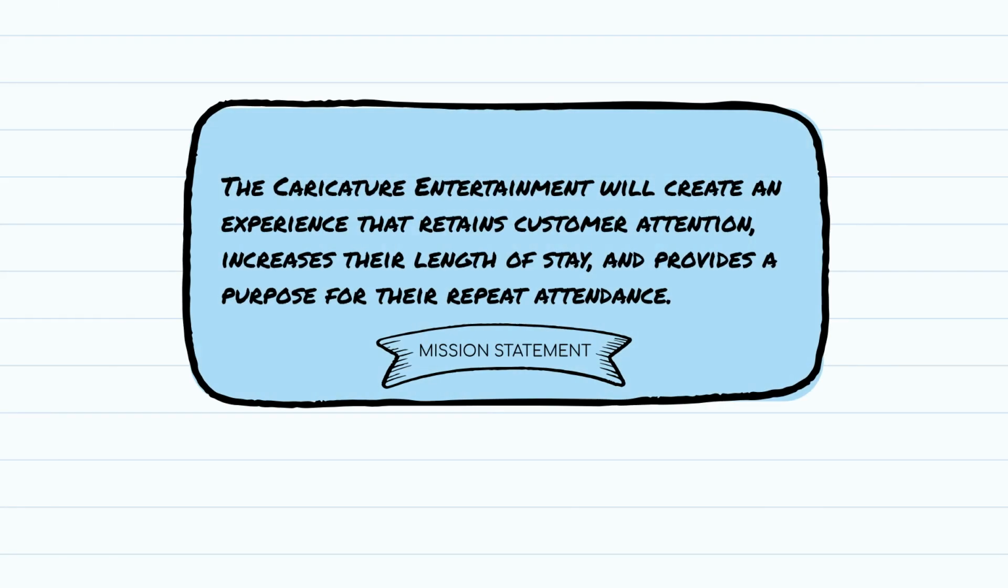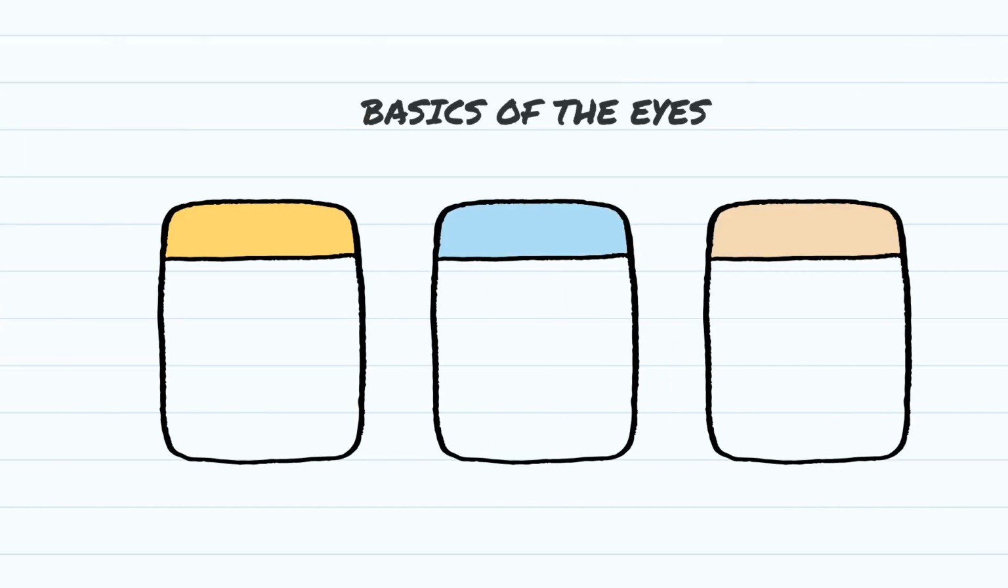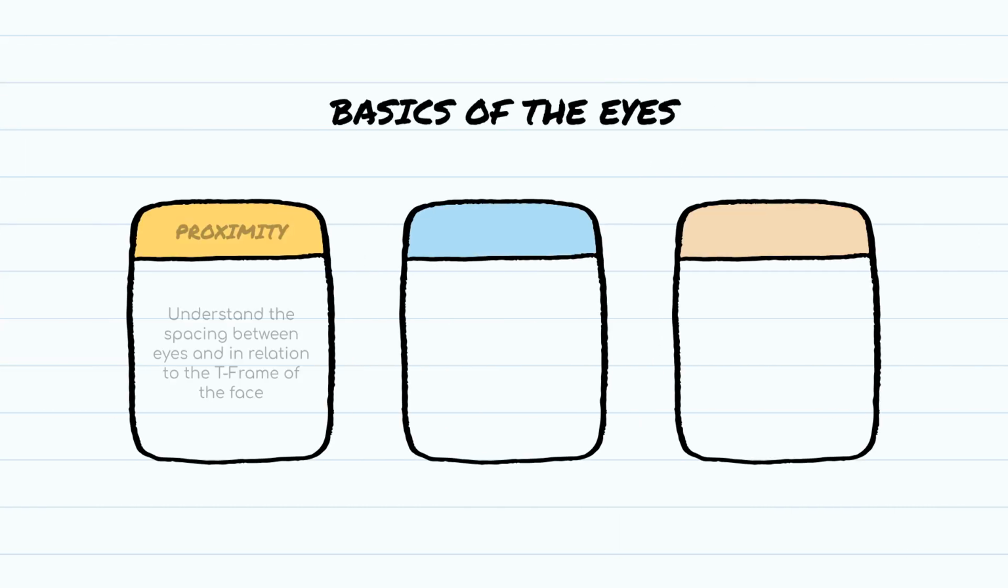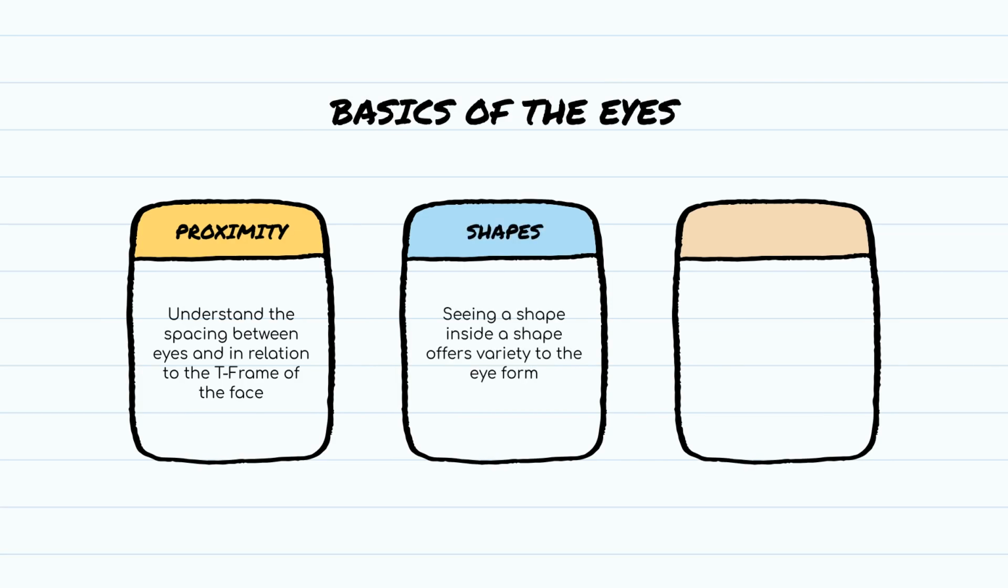Our mission is to create an experience that retains customer attention, increases their length of stay, and provides a purpose for their repeat attendance. We will cover three main points: proximity, to understand eyes in relation to the T-frame of the face, to see the shape of the eyes inside of a shape pocket, and to use proper 3D form understanding to place the pupil.